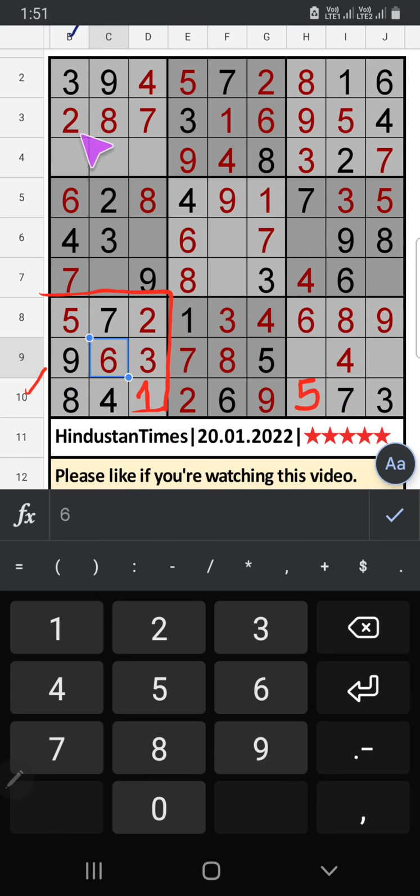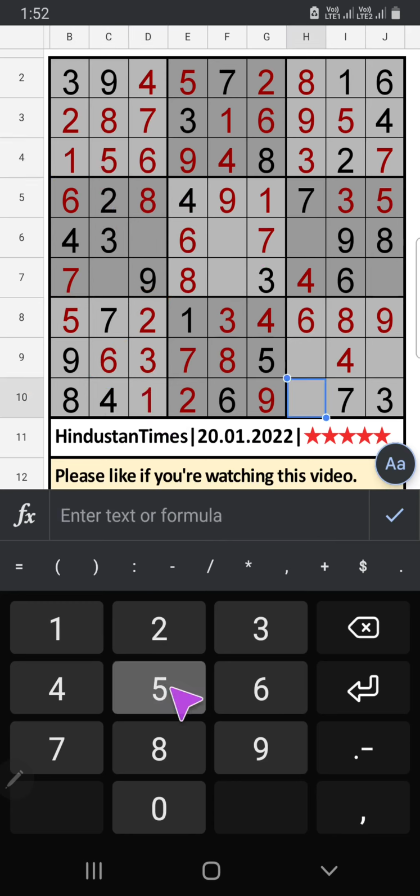Column B, only 1 number is remaining, 1. 1 is confirmed here. 4th row, only 2 numbers are remaining, 5 and 6. Column C we have 6. So 6 is confirmed here. Then 5 is here. Column C, only one number is remaining. 1 is confirmed here. Column D, only one number is remaining. 5 is confirmed here.